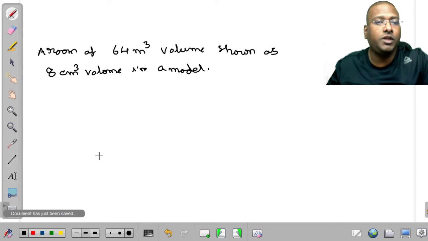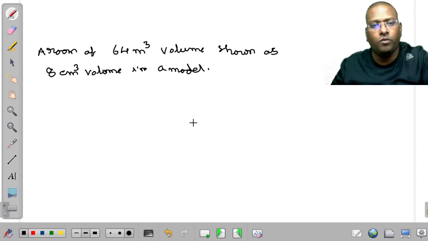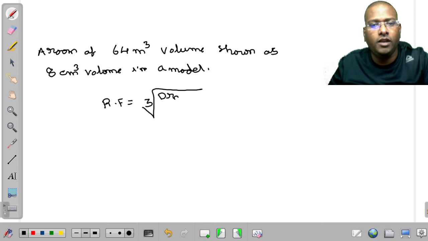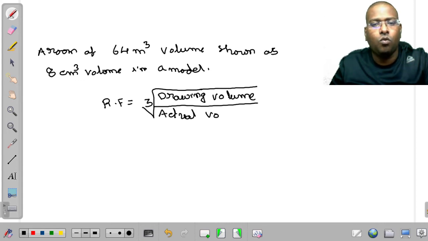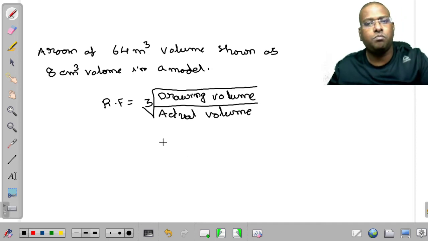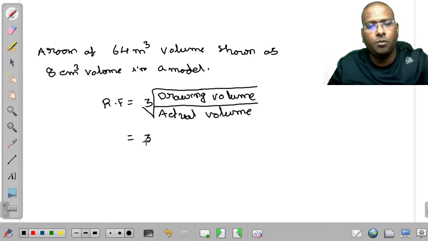Then how to find the representative factor? You are already familiar now. I hope you know what the representative factor is. Once the volumes are given, we need the equivalent. Here meter cube is there. So in order to get the meter, we have to take the cube root of drawing volume divided by actual volume.